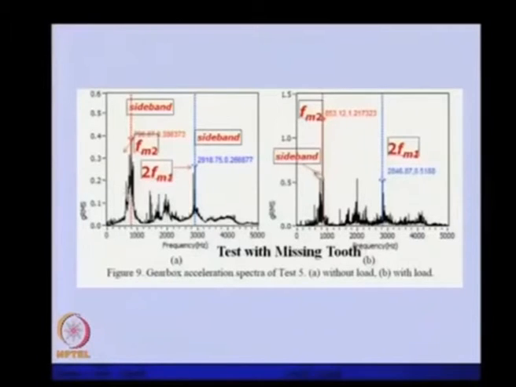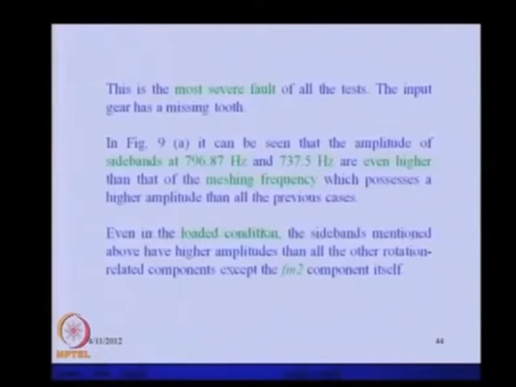Here also, the sideband is more predominant. You can see 853. These are sidebands. FM1 is present here. Here the second harmonic of FM1 is more predominant. So this kind of modulation can take place. Even in the loaded condition, the sidebands mentioned above have higher amplitude than all other rotational related components except the FM2 component itself. So sideband is one particular phenomenon which we could observe in this kind of fault.